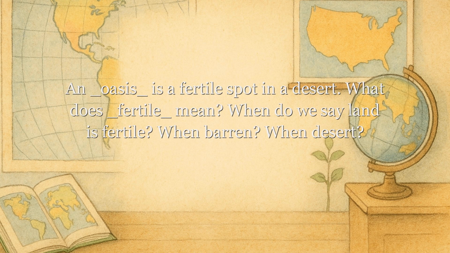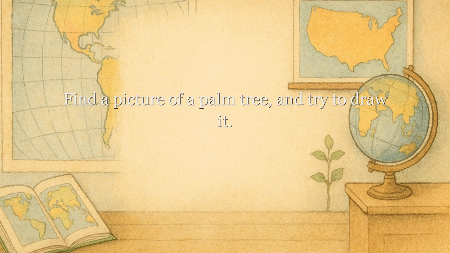An oasis is a fertile spot in a desert. What does fertile mean? When do we say land is fertile? When barren? When desert? Find a picture of a palm tree and try to draw it.